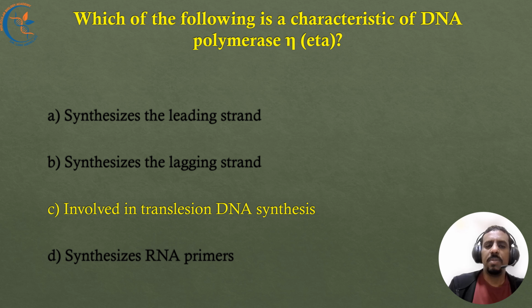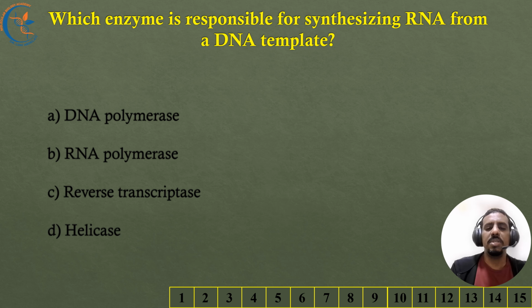All right, DNA polymerase eta is involved in translesion DNA synthesis, allowing DNA synthesis to continue past the lesion. So the correct answer here is involved in translesion DNA synthesis. All right, the next question here. Which enzyme is responsible for synthesizing RNA from a DNA template?